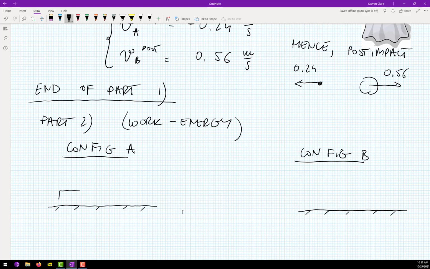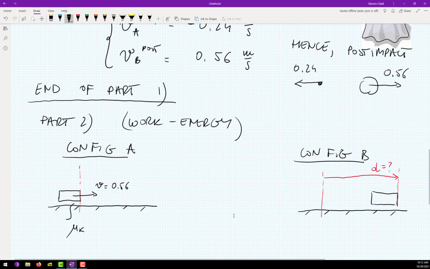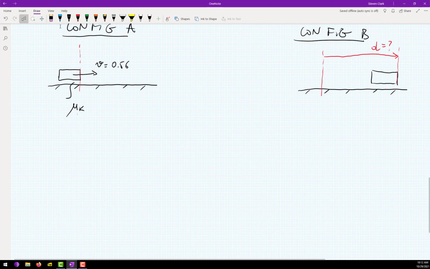Let's say that our particle starts here with velocity 0.56. Let's mark our position here and here. And at the end, this die will be here, and they ask us for this distance. Just keep in mind that there is friction. These are our two diagrams for work energy.